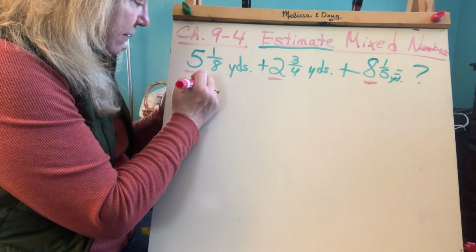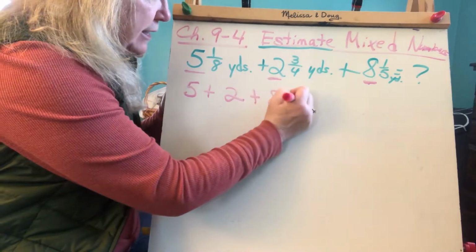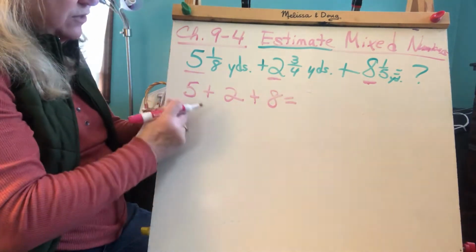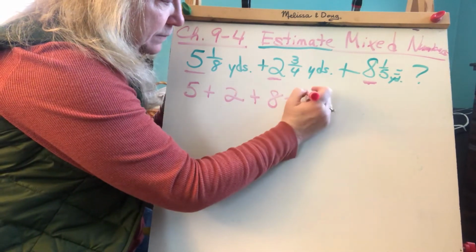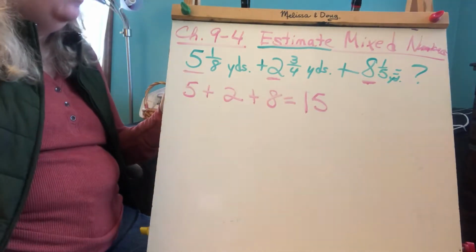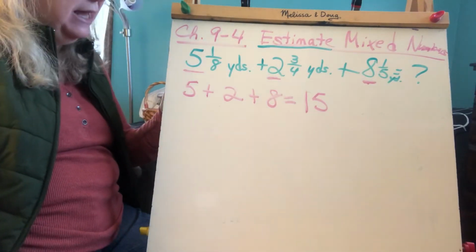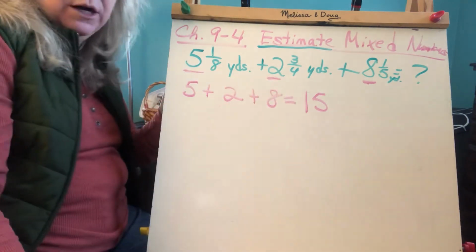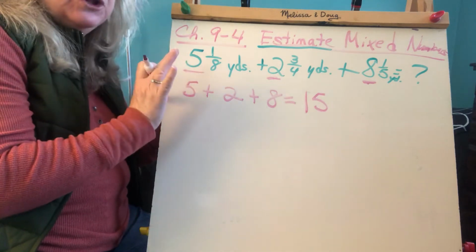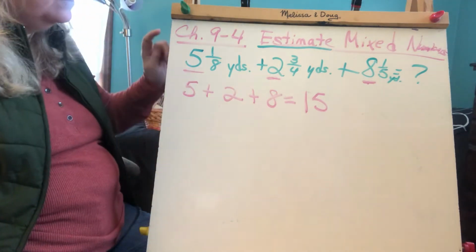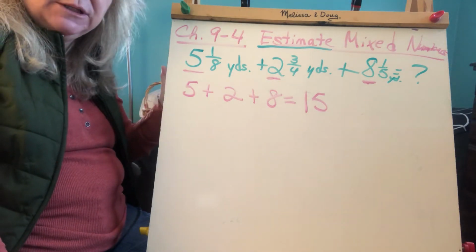So we're going to have 5 plus 2 plus 8. And 5 plus 2 plus 8 equals 15. 8 plus 2 is 10, plus 5 is 15. Okay? When you're adding mixed numbers and you're trying to estimate the answer, after you do the front end part, by adding up all of the whole numbers, whether they were 1 digits or 2 digits, you add the whole number. Now you have to consider the fraction parts.